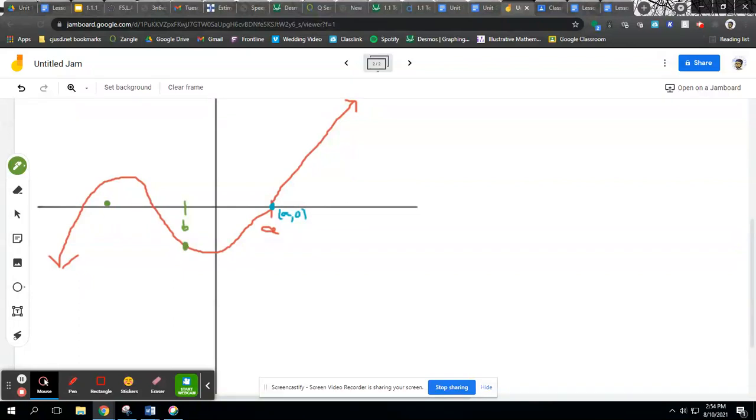I could choose any other points on the graph. Maybe this is C. Well, here is its one output. Right here, C only matches with one Y value, which is the output. B only matches with one Y value. A only matches with one Y value. That's what makes this a function.